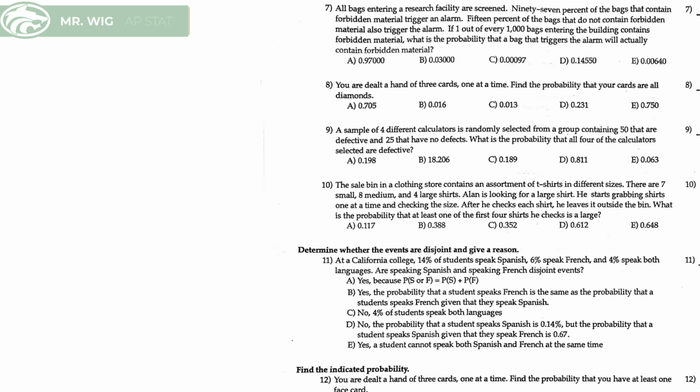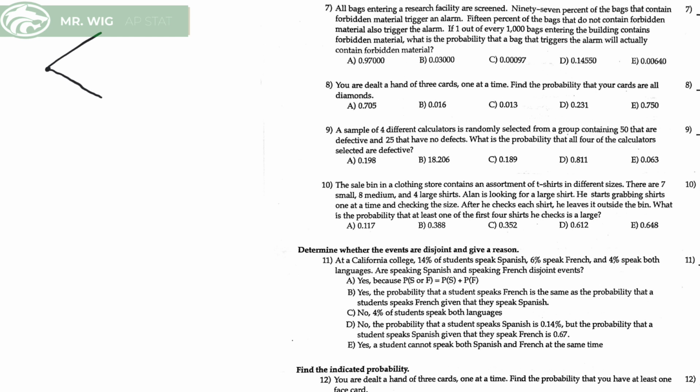I'm going to draw mine horizontally, so we're just going to start here, right? A tree diagram is a way for you to list out the possible outcomes. In this example, it says in the problem, all bags entering a research facility are screened. 97% of the bags that contain forbidden material trigger an alarm. 15% of the bags that do not contain forbidden material also trigger the alarm. If 1 out of every 1,000 bags entering the building contains forbidden material, what is the probability that a bag that triggers the alarm will actually contain forbidden material? You got all that?